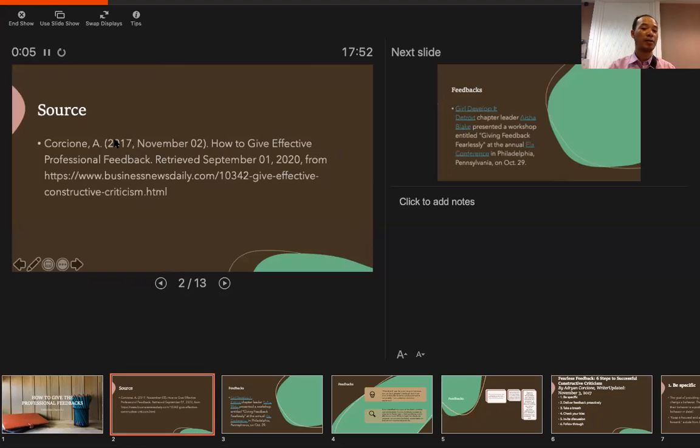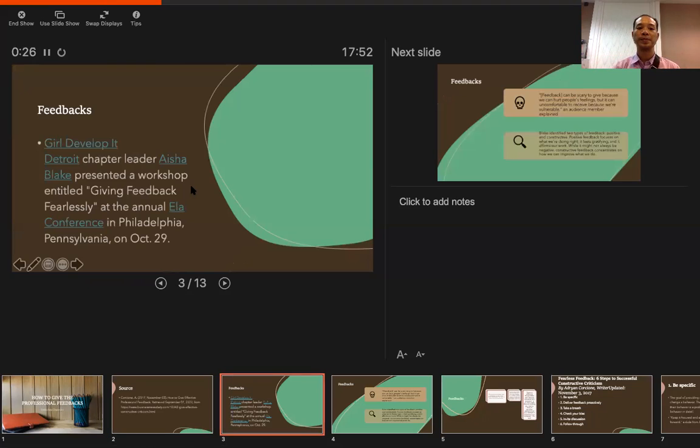Actually, I didn't adapt this paper by myself, but from Kokoi A, 2017. And if you go by this link, you can see Business News Daily. Okay. For giving feedback, what do you think feedback is?